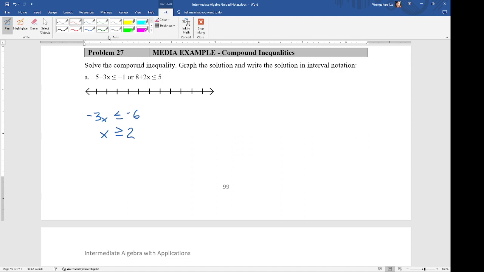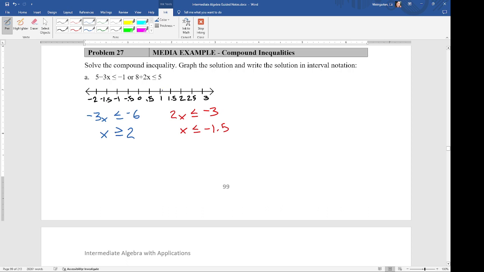on this side, I am going to subtract 8 from both sides and divide by 2. So our solution set is going to contain anything that would make either one of those true. So I'm going to try to quickly number line, and I'll graph each of them.